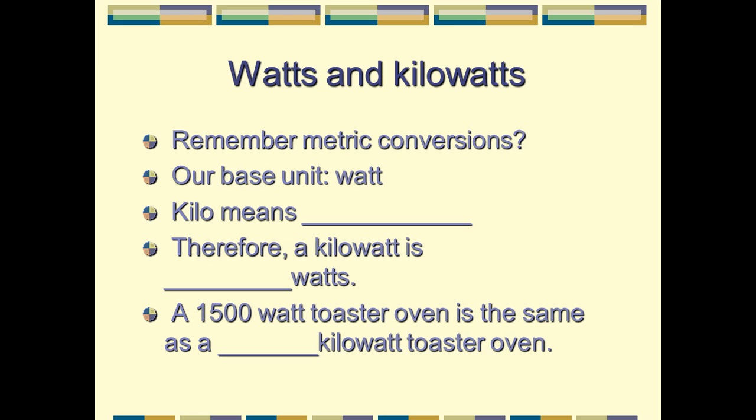So here's just a review of metric conversion. So our base unit here is watts. So King Henry died by drinking chocolate milk. Kilo means 1,000. Therefore, a kilowatt is 1,000 watts. So if we have a 1,500-watt toaster oven, then it's the same as 1.5 kilowatts for the toaster oven. So 1.5 kilowatt toaster oven is the same as a 1,500-watt toaster oven. Again, it's just changing the unit.